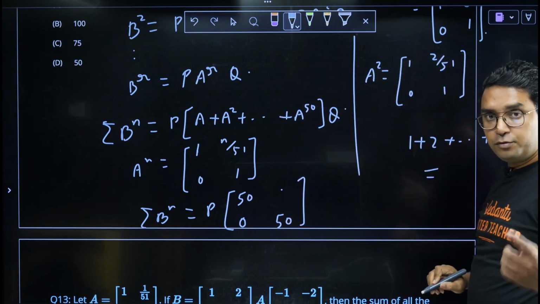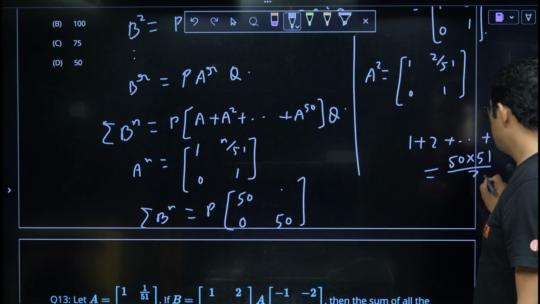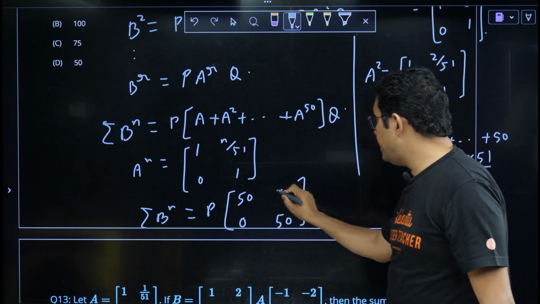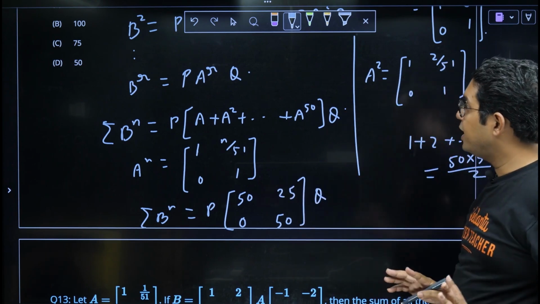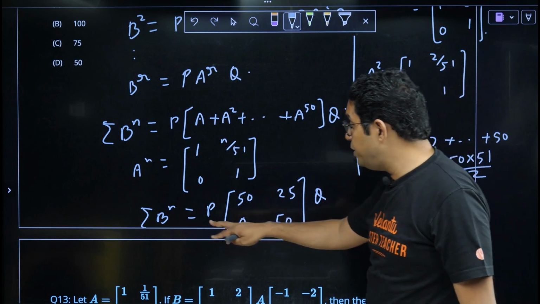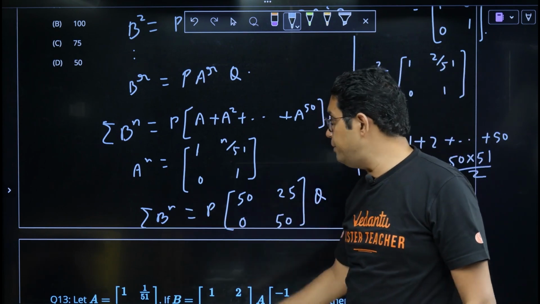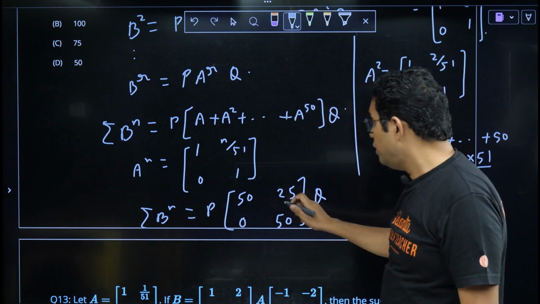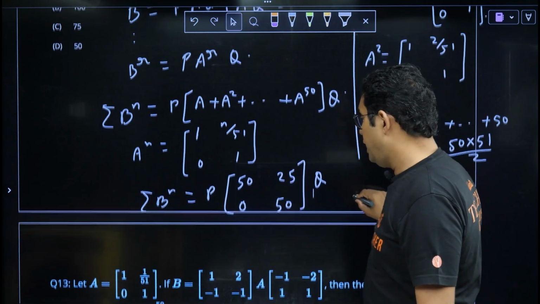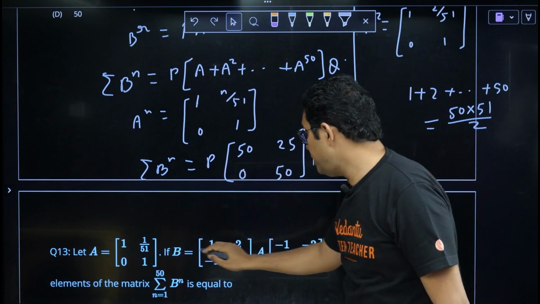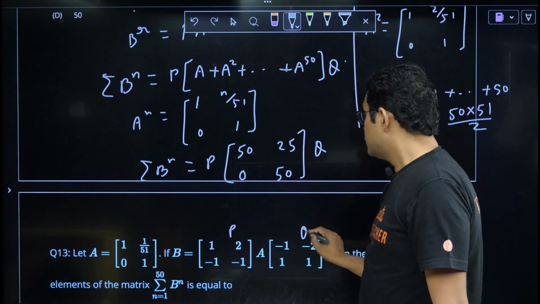Using the formula of sum of first n natural numbers, it will be 50 into 51 by 2. And if you divide by 50, I think we will be getting here as 25 only, and into Q. Okay, so this is what we are getting for summation of B raised to the power n. Now, because we have to find the sum of all elements of Bn, we have to find this P into this matrix into this matrix. I'll take this P here, and this is Q here. So let us do the multiplication.